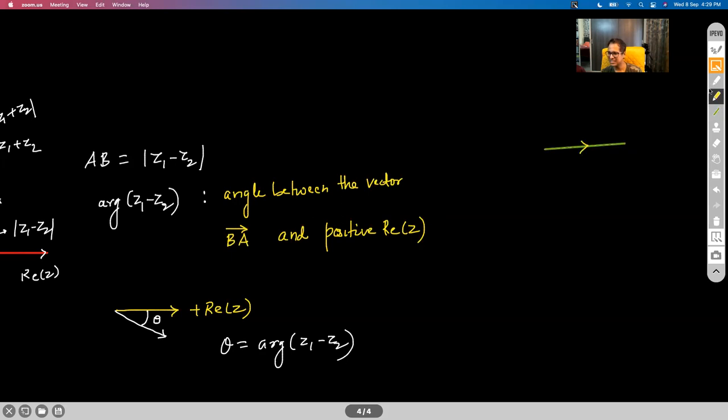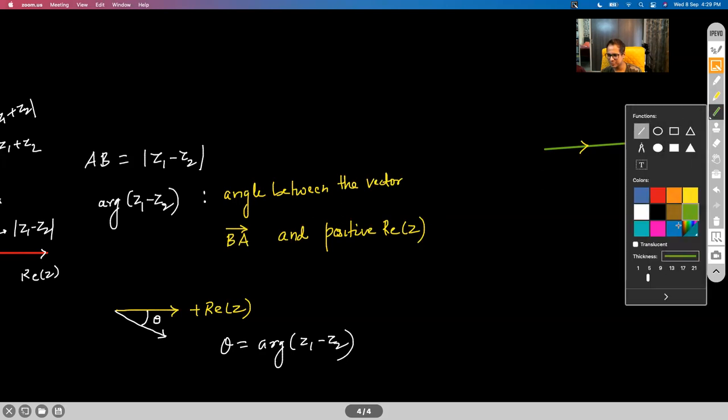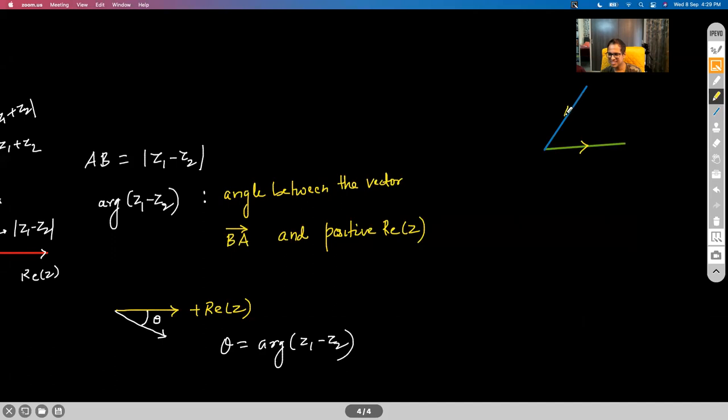So this is a vector, okay? And there's one vector which is basically coming like this. Fine. This angle is 30 degree. Fine. Let me name these vectors, A vector, B vector. Find the angle between vector A and B.